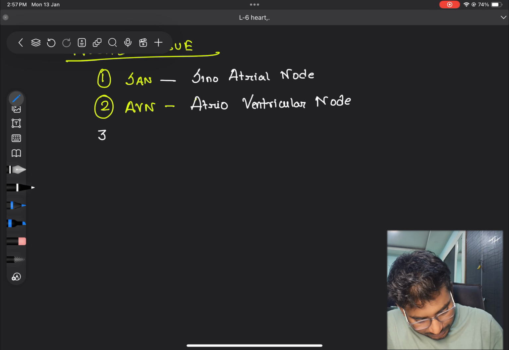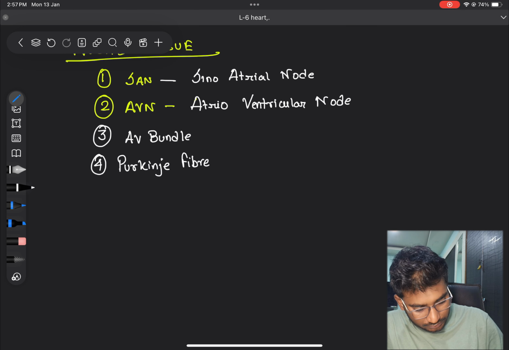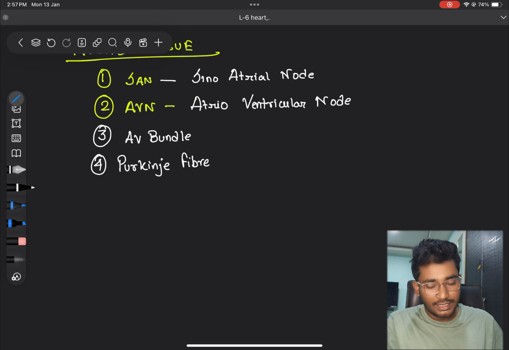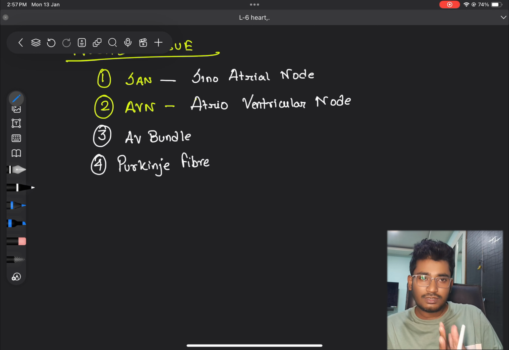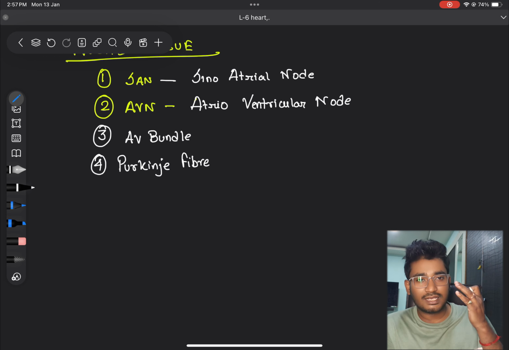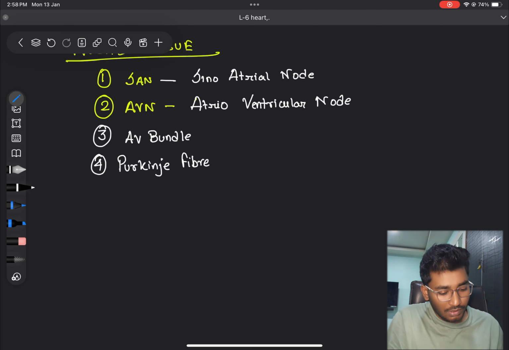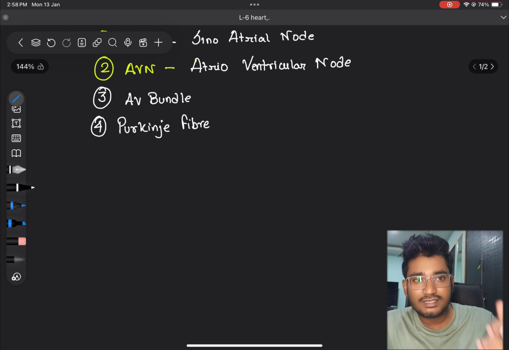The third is the AV bundle. The fourth is the Purkinje fiber. So the first one is the sinoatrial node, the second one is the AV node, the third one is the AV bundle, and the fourth one is the Purkinje fiber. Okay, so let us go to the description first.